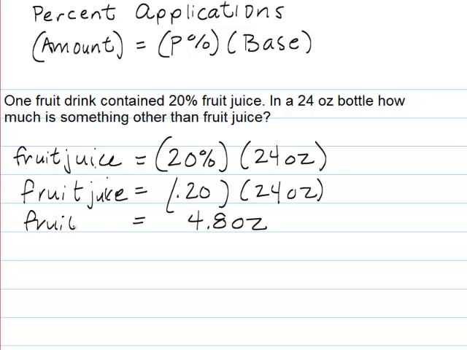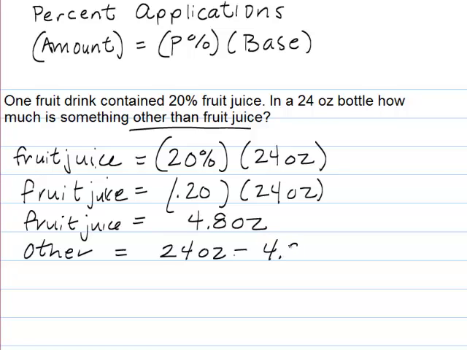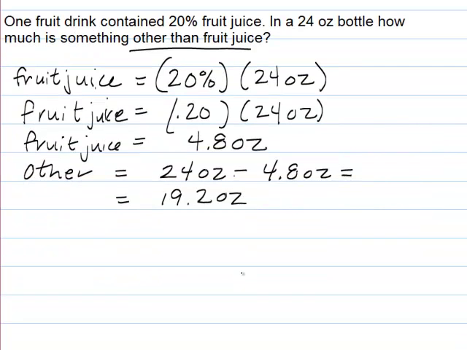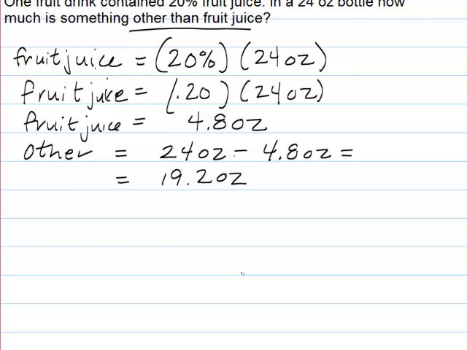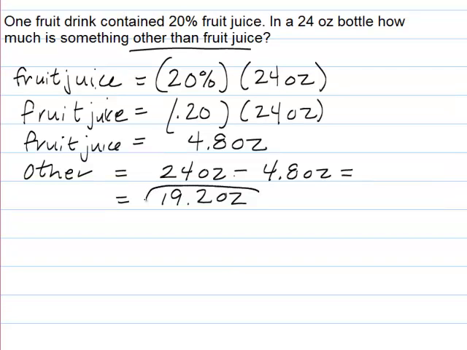Now, is that what we were looking for? No, in fact, it's not, is it? We want to find what is other than fruit juice. So what else is in there besides fruit juice? Well, we can find all the other ingredients, and that would equal the 24 ounces that are in there total minus the 4.8 ounces that are fruit juice, and that will give us 19.2 ounces of things other than fruit juice in this container. 19.2 ounces of things that are not fruit juice.